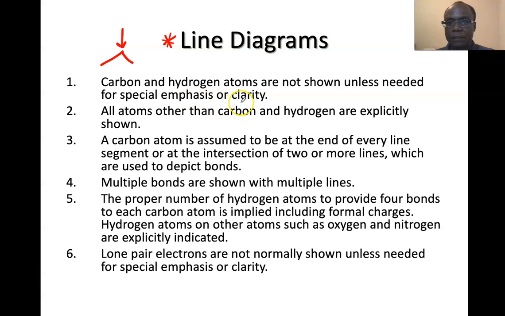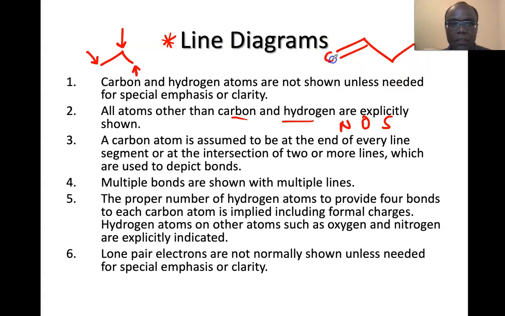We do that for emphasis or clarity. So all atoms other than carbon and hydrogens must be shown very well. For example, the nitrogens must be shown, oxygens must be shown, sulfur must be shown. So you don't imply them like we implied the carbons and the hydrogens. Okay. A carbon is always assumed to be at the end of each chain, like there and there. There's a carbon at the beginning and at the end. Okay. Multiple bonds are shown with multiple lines. For example, if you have a double bond and triple bond, that's what we'll do.